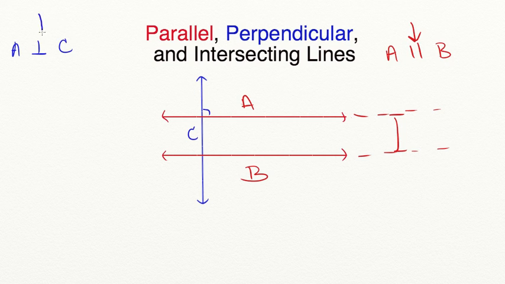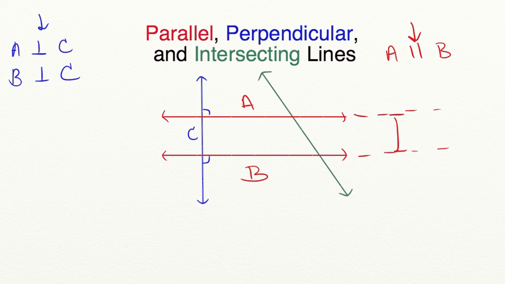And again, this symbol that looks like an upside down T is the perpendicular symbol. And it looks like our perpendicular lines right here forming a 90-degree angle. Now, since line A and line B are parallel to each other, we can also say that line C is perpendicular to line B because it's also going to create a 90-degree angle. So we can say that line B is perpendicular to line C.